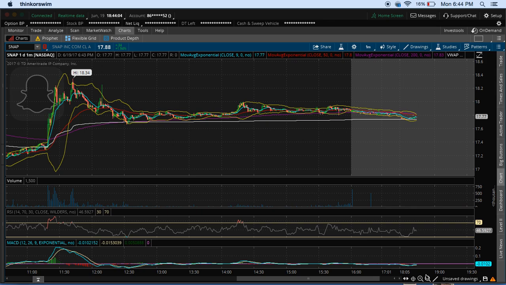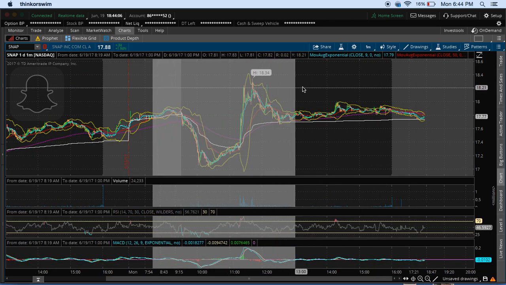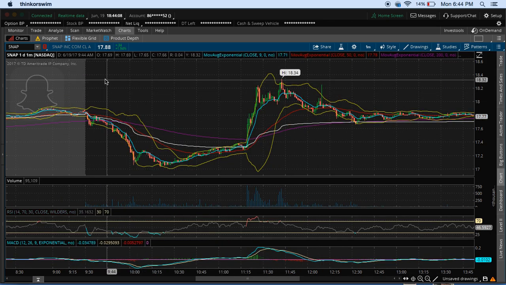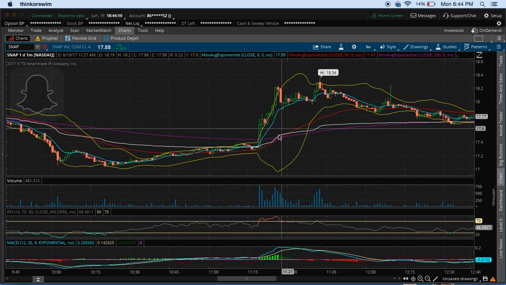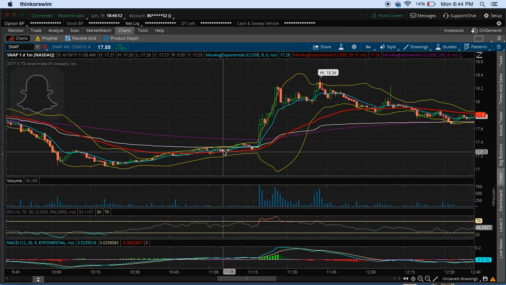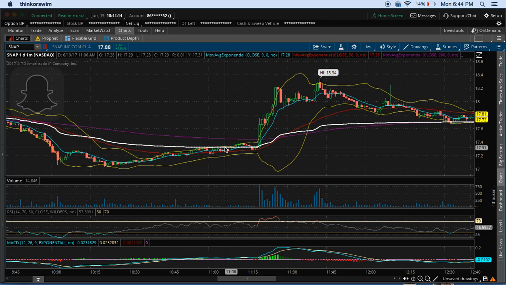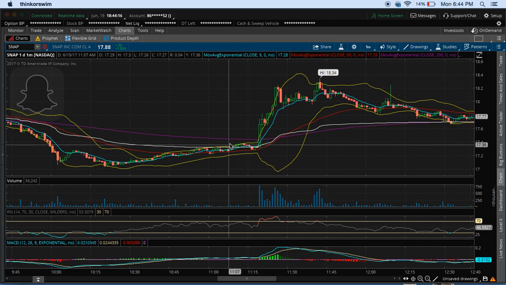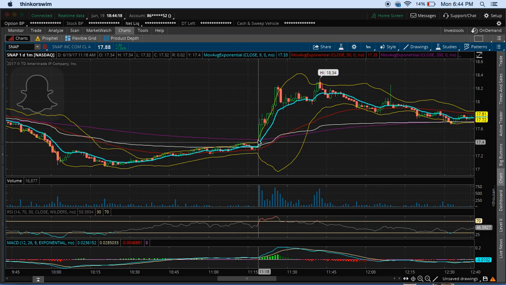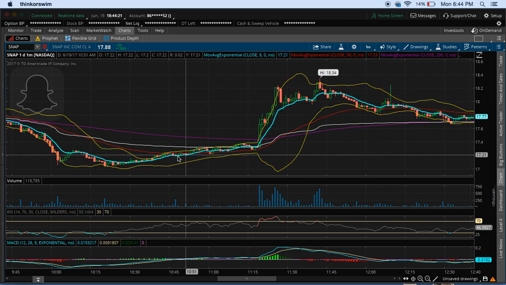But the reason it's a really good entry point, let me zoom out and then zoom back in, is the fact that when you got up here, you finally broke back above the volume weighted average price, which is my white line, and then you just skyrocket up. So there's a couple things here, right?